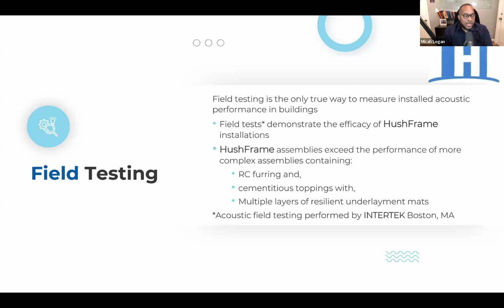Right. So we know that HushFrame assemblies exceed the performance of the more complex assemblies that include RC, that include gypsum or cementitious toppings, and then of course multiple layers of underlayments, Matt. So it's really important to understand the cost savings across a massive project, 200-300 unit buildings. I mean, we're saving these building owners hundreds of thousands of dollars or more.